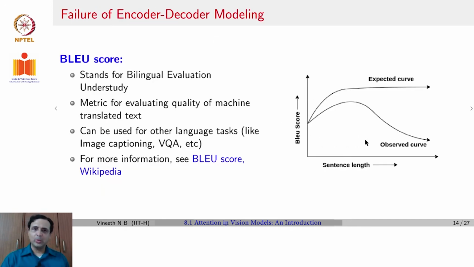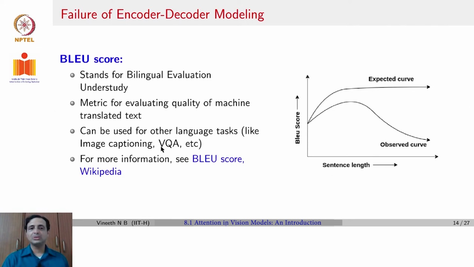So a statistical way of understanding this is through what is known as BLEU score. BLEU score is a common performance metric used in NLP, natural language processing. BLEU stands for Bilingual Evaluation Understudy. It's a metric for evaluating the quality of machine translated text. It's also used for other tasks such as image captioning, visual question answering, and so on.